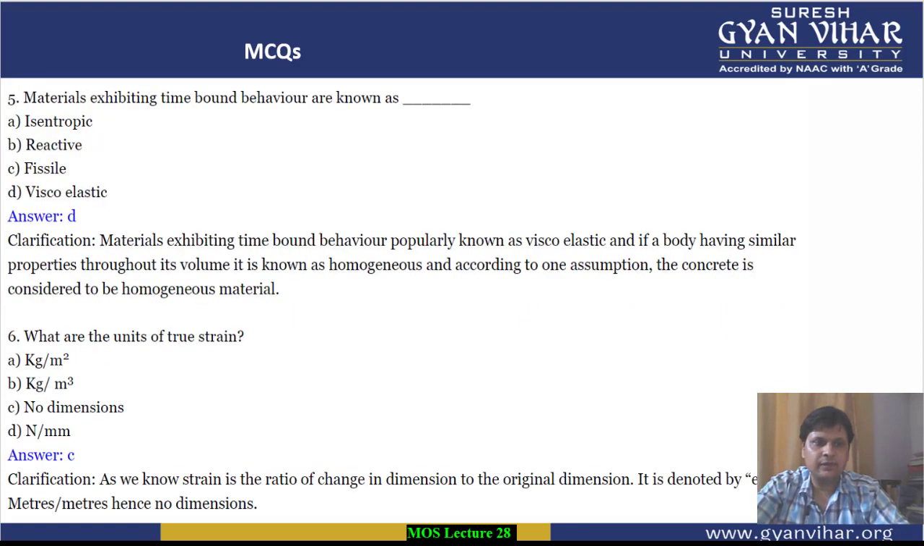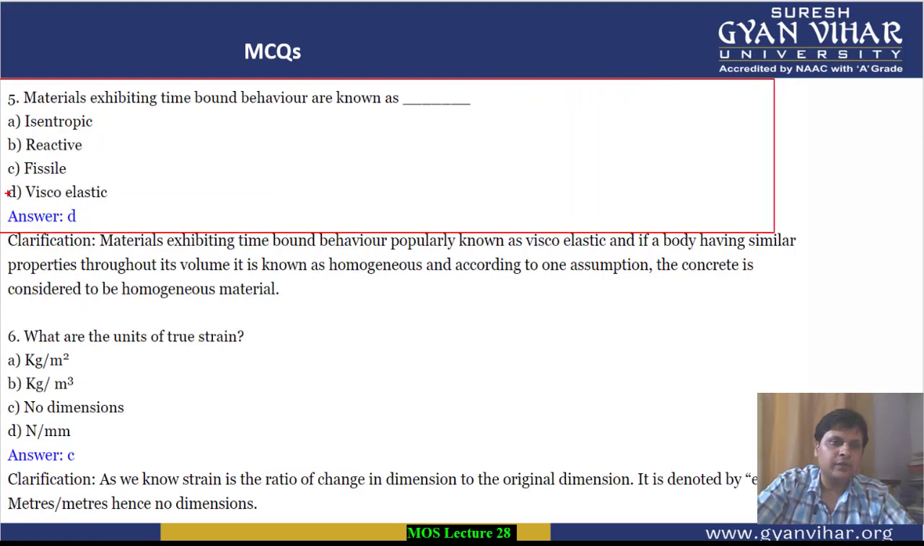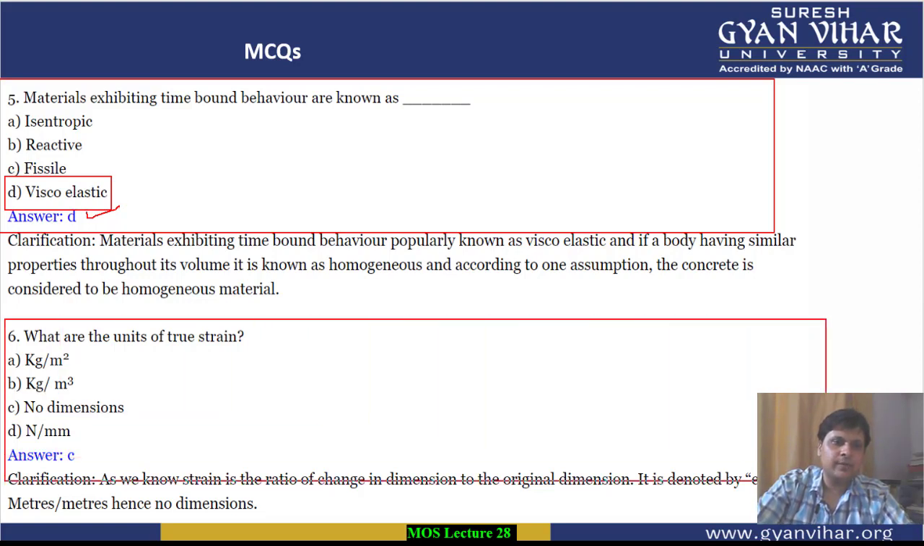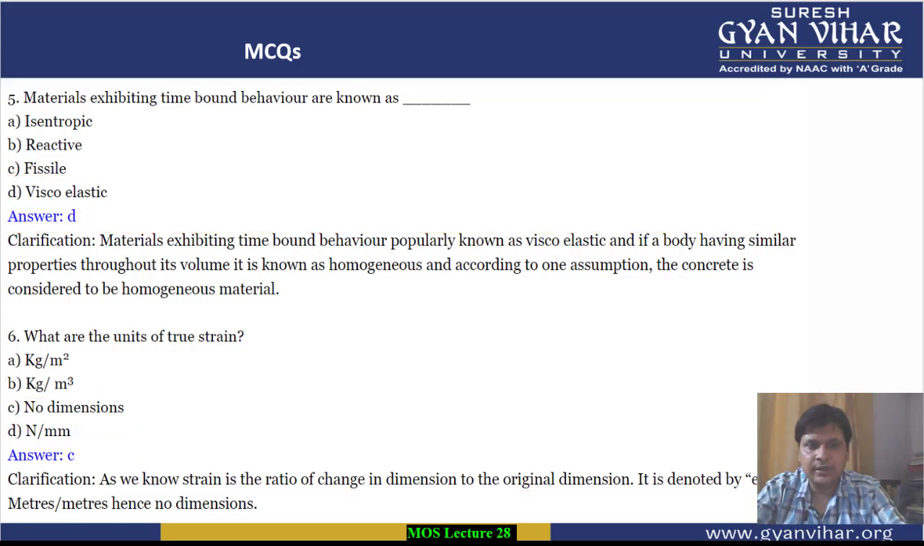Coming to the fifth multiple choice question. Materials exhibiting time-bound behavior are known as viscoelastic. Those materials which exhibit time-bound behavior are viscoelastic materials. Coming to question number 6. What are the units of true strain? We all know that strain does not have any unit because it is the ratio of change in length upon original length.